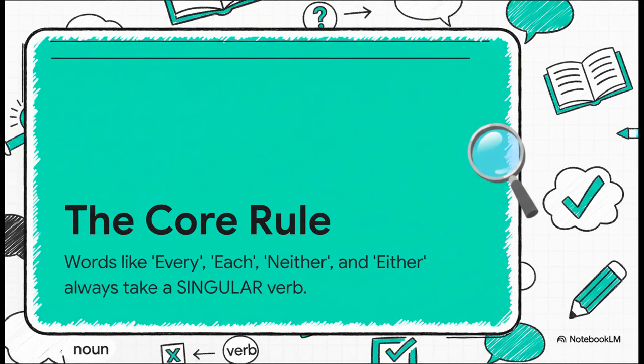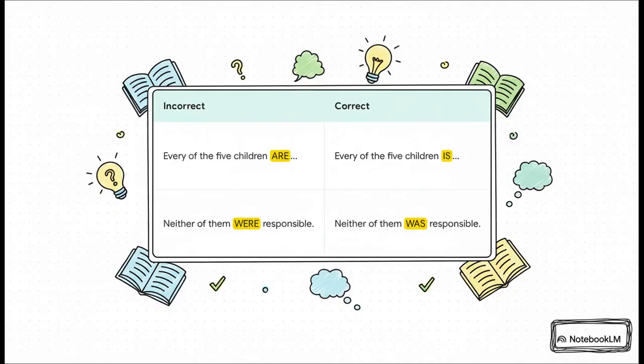And here is the secret sauce. The real subject of that sentence? It's not children, it's the word every. And you have to remember, words like every, each, neither, and either, they are always treated as singular. That is the core rule you need to lock in. And this lays it out perfectly. You see how the verb agrees with every and neither? It completely ignores the plural words children and them that come right after. It's such a simple switch once you know what you're actually looking for.